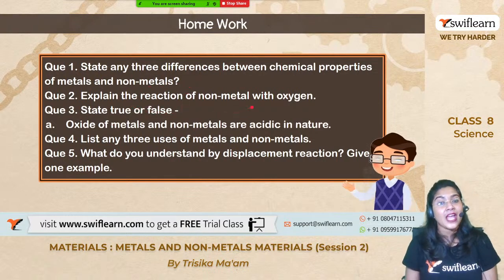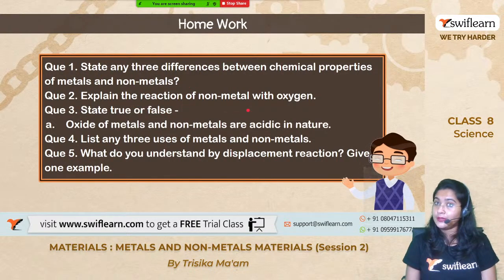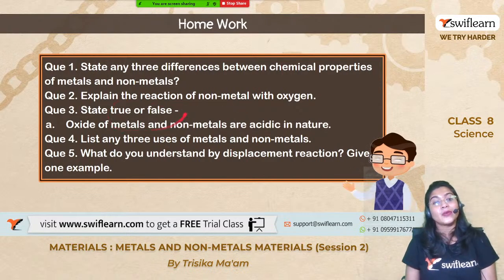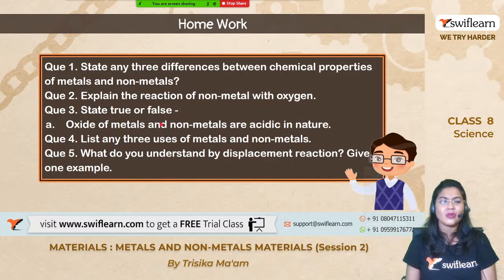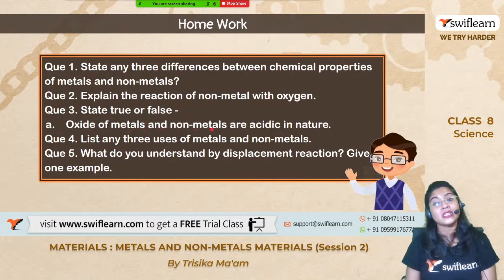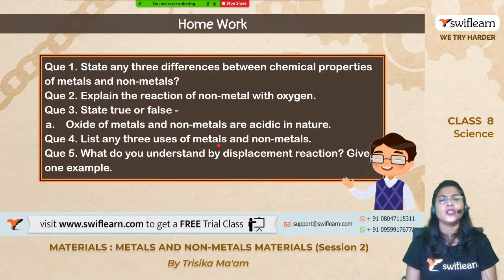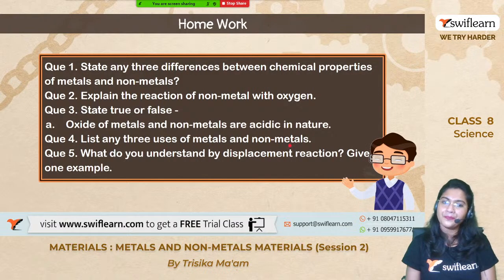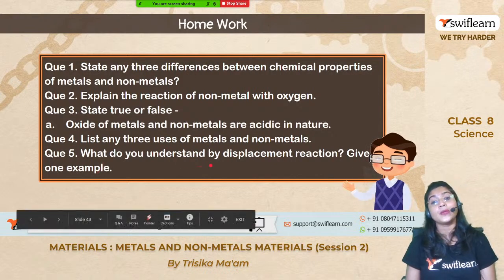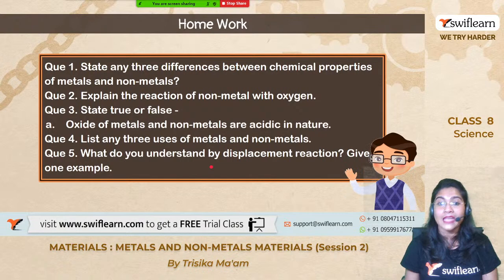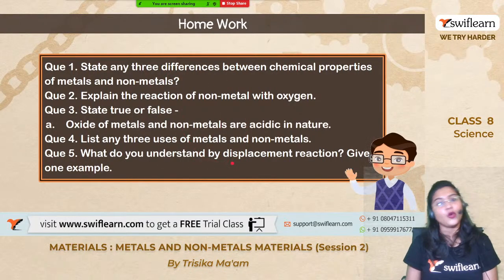Then explain the reaction of non-metals with oxygen. Third question is true or false, a very small objective type question: oxides of metals and non-metals are acidic in nature. Is it true or false? You have to write it. Fourth, list any three uses of metals and non-metals. Please write any three uses of both of them. And the fifth question is: what do you mean by displacement reaction? And give one example. So these are the 5 questions for your homework.